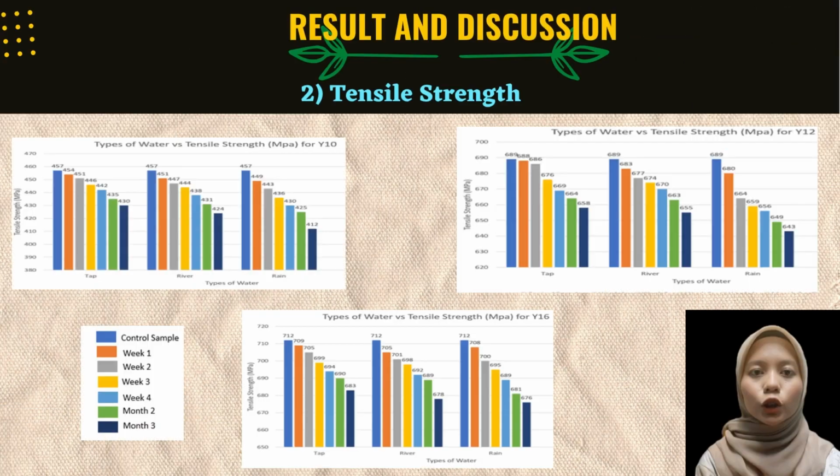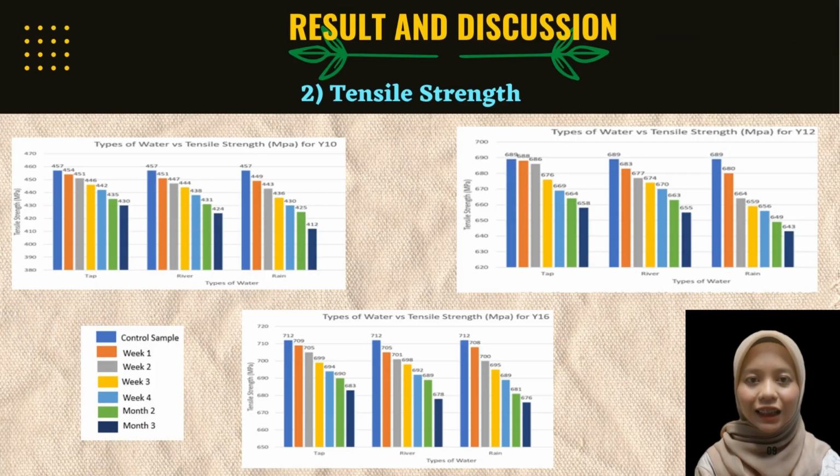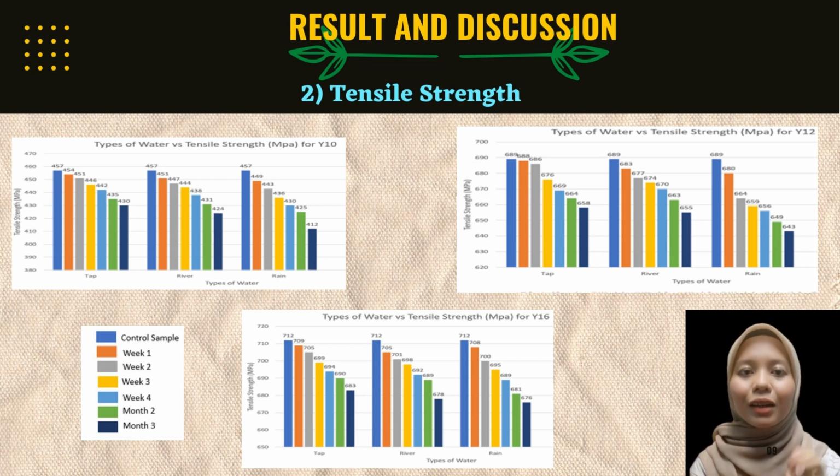Next, I will show you the result of the tensile strength testing. This result also has three graphs that represent the three diameters of bar, and the reading value of the immersed bar samples shows a downward trend from the control sample, because the control sample tensile strength value was higher than the immersed samples.